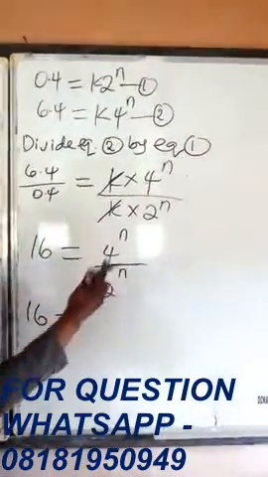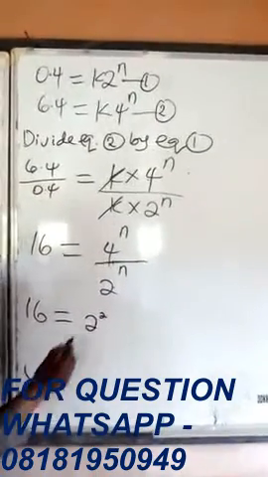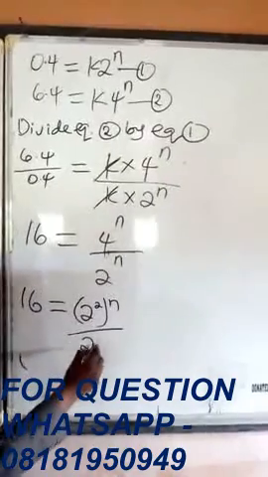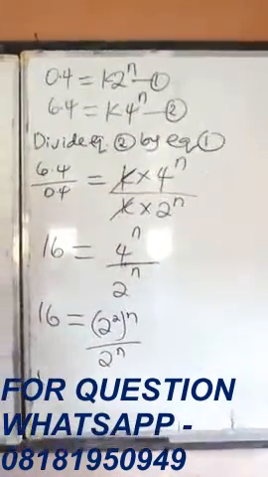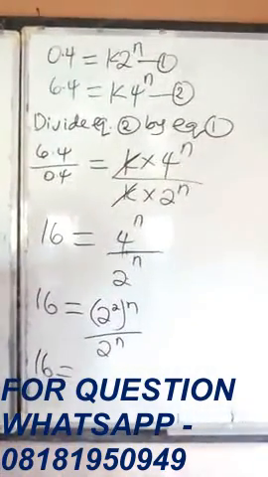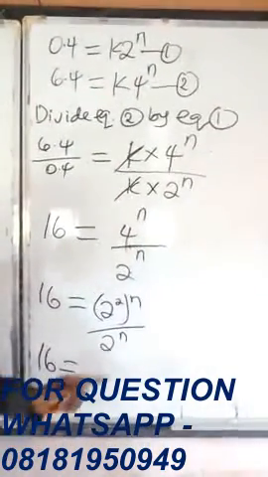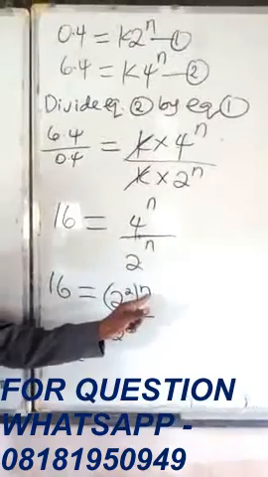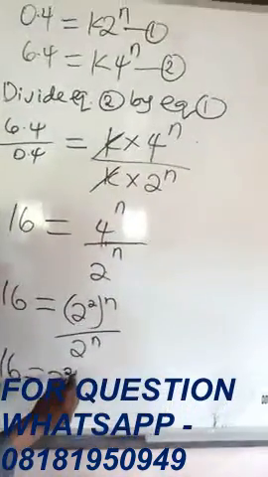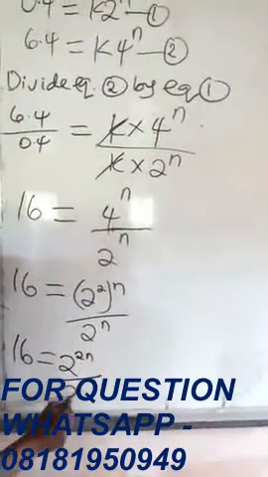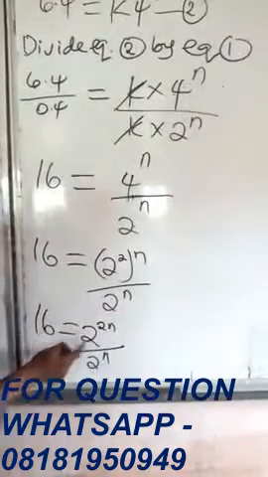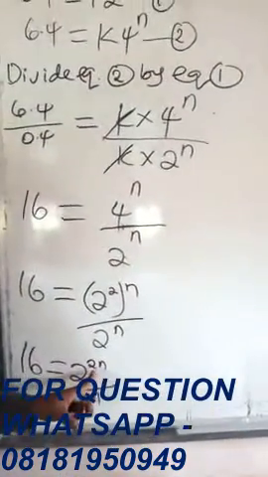You know this 4 is the same thing as 2 raised to power 2. That is my 4 raised to power n over 2 raised to power n. Students, are you following? Now, there's a law in indices, product of indices. When a power is raised to another power, you multiply. So we are going to multiply those two powers now. 2 times n will give us 2n over 2 raised to power n. You cannot still divide this 2 here, 2 here, because of this power. If you do that, you are wrong.